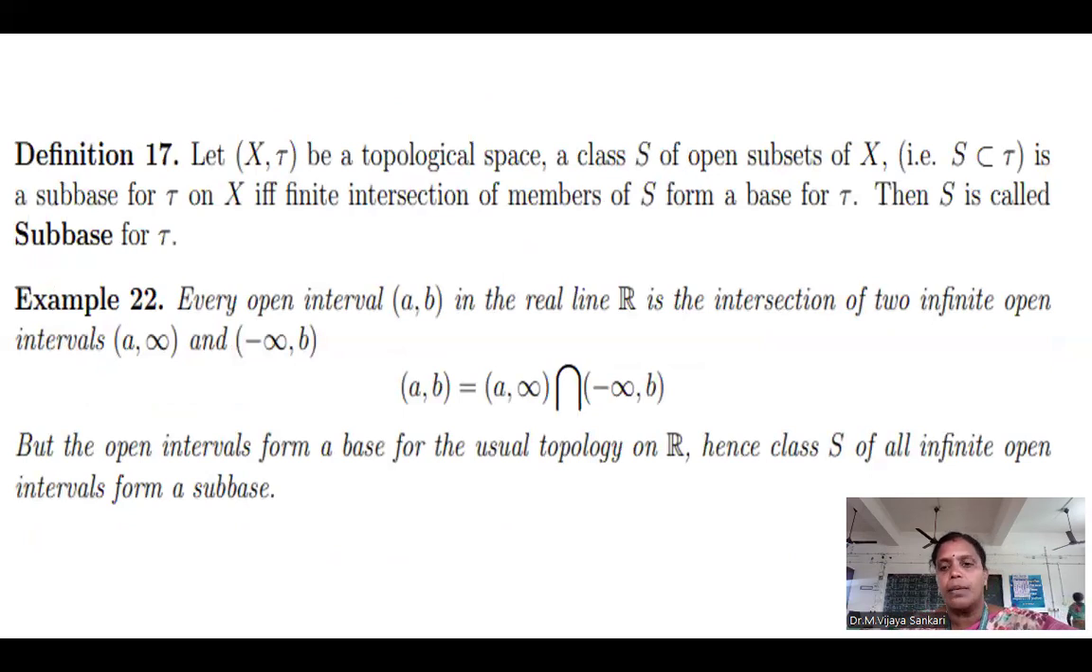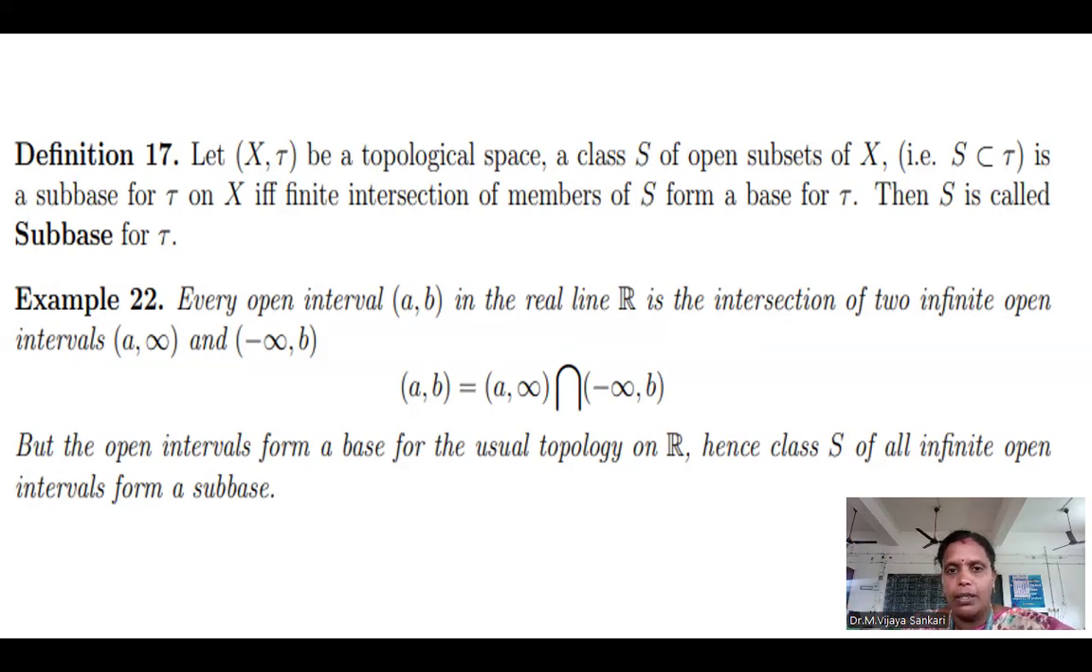Next definition, subbase definition. Let (X, tau) be a topological space. A class S of open subsets of X, that is, S is a subset of tau, is called a subbase for tau on X if and only if finite intersections of members of S form a base for tau. Then S is called a subbase for tau. This is the definition of the subbase for the topology.